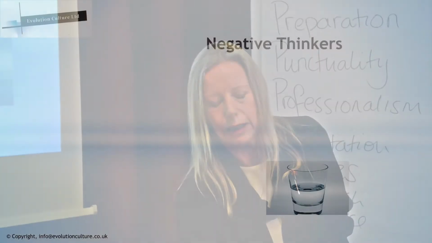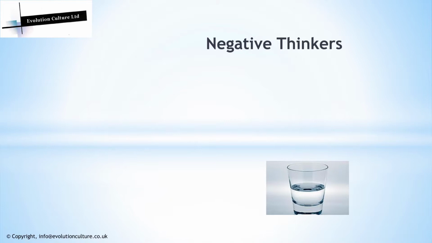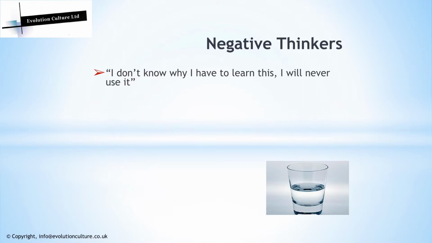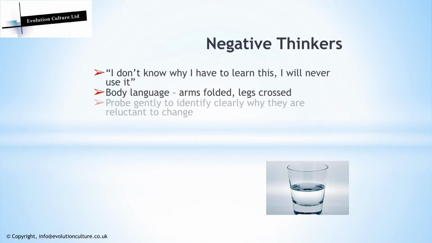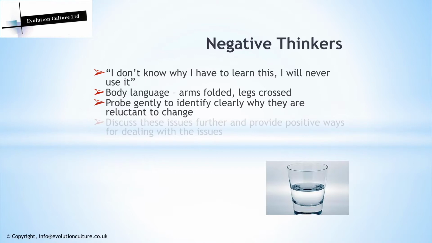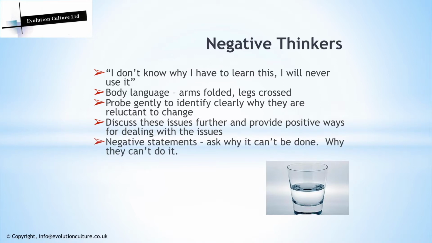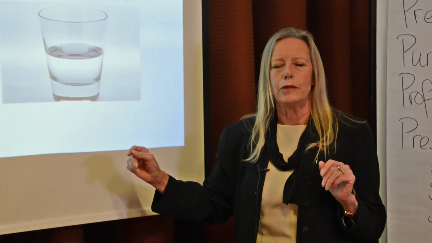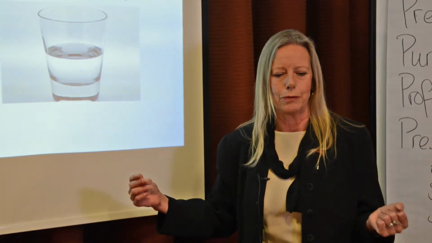We'll take 4 examples now. We have our negative thinkers. So you'll get the, I don't know why I have to learn this. I'll never use it. You'll get the body language, perhaps the arms folded, the legs crossed. Probe gently to identify why they are so reluctant to get involved, or why they are so negative. See if you can find some positive ways for them to deal with the issues. When they come up with the negative statements, ask them, well, why can't it be done? Why can't you do it? Why don't you see that as being possible?